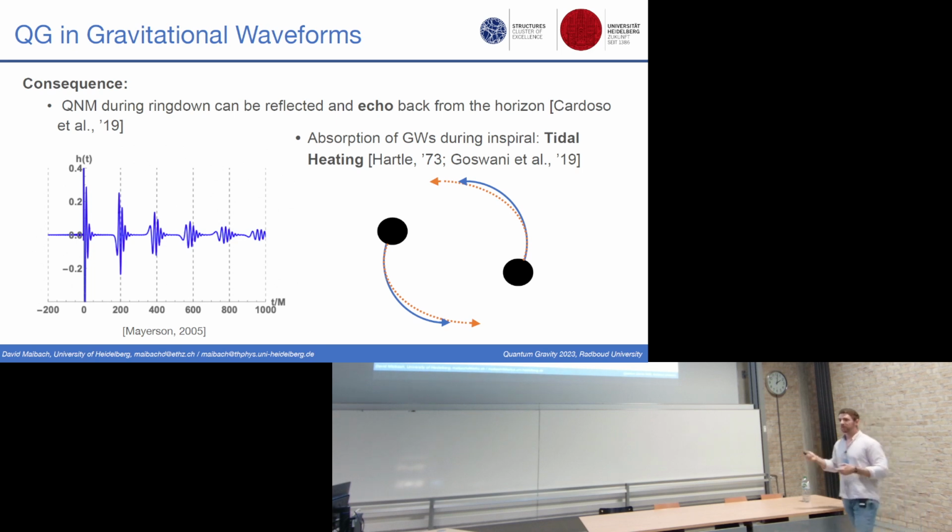Another thing, which is tidal heating, is basically sourced by the same effect, so also by the discrete absorption. But here we are talking about the in-spiral, so the very first stage of this waveform. And since the black holes will absorb the radiation from each other only for a given frequency, this will have an impact on the orbital motion of the black hole. And just to clarify here, I'm not speaking about Hawking radiation, I'm purely speaking about the gravitational radiation and the quasi-normal modes that are emitted, okay?